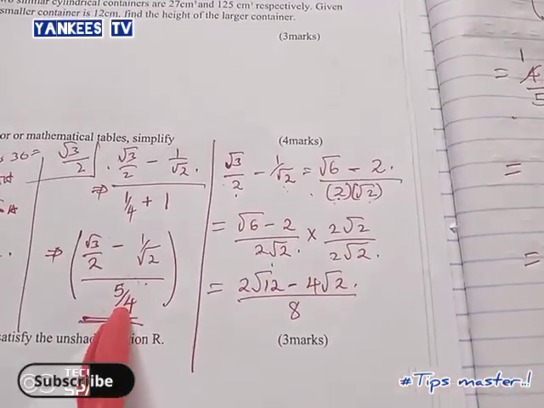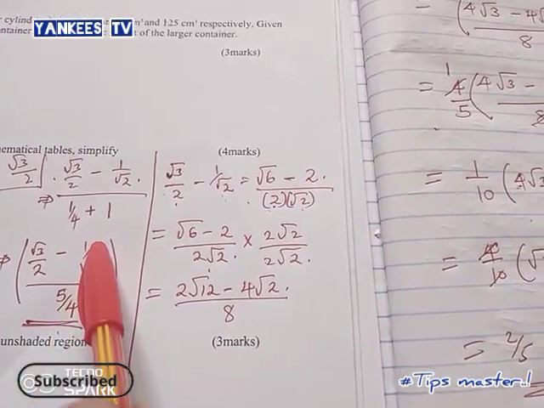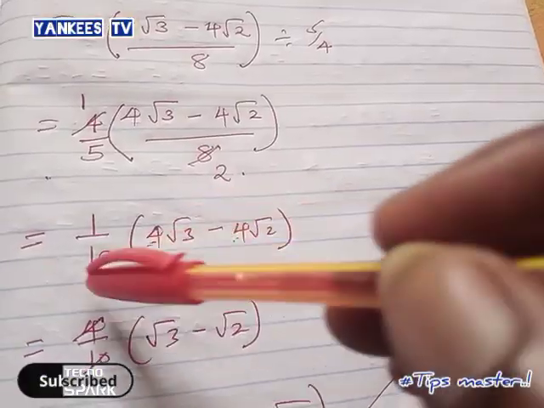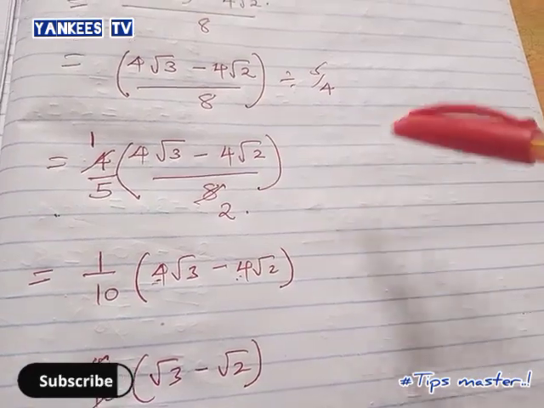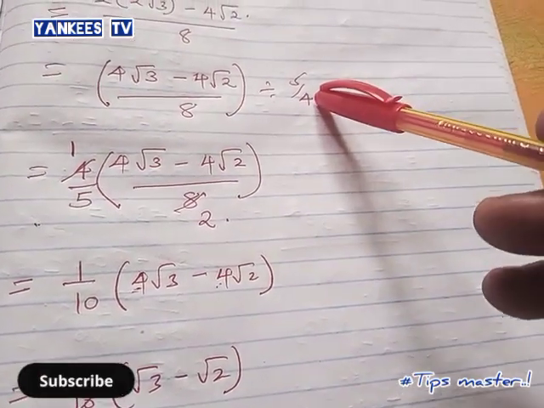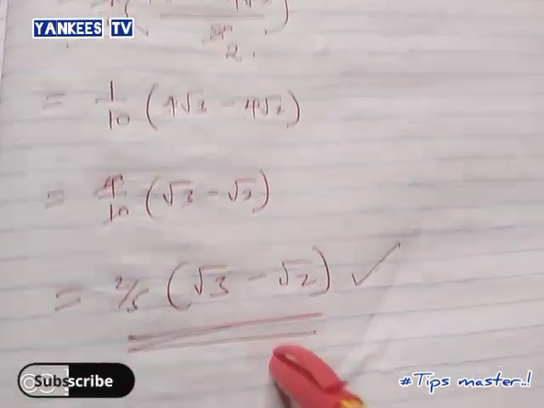Be careful, don't forget to divide by 5 over 4. We decided to simplify the numerator step by step. We really have to be able to manipulate this denominator with the division. That is, multiply now by 4 over 5, and there we are.